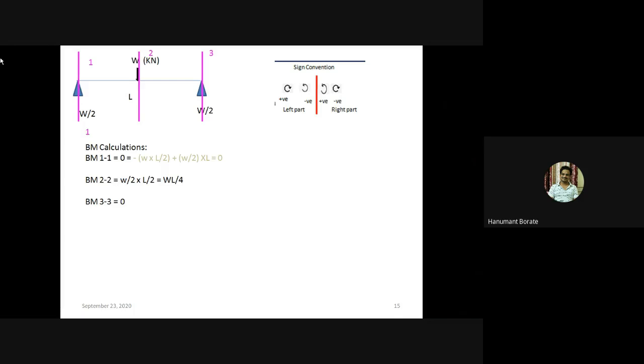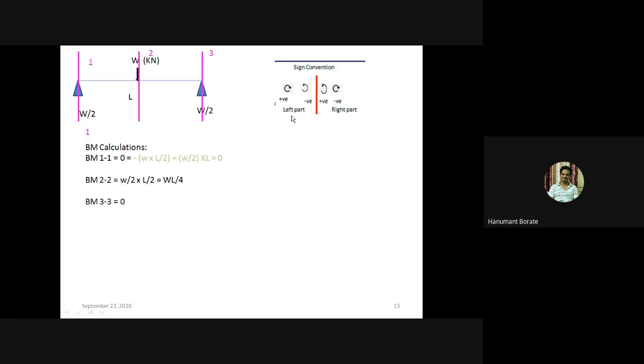But in this diagram, we can see there are only vertical loads. There is no UDL, no UVL, right? So according to the rule of critical points, we need to take a section at the vertical loads. So I have taken a section at this W by 2 load, a section at the W load, and the third section is at the W by 2 load, right? So there are 3 sections according to the critical point rule.